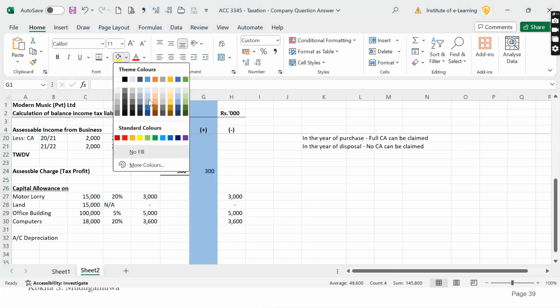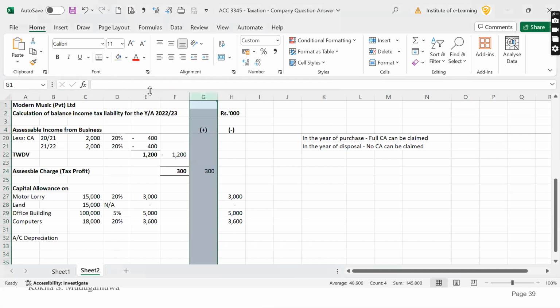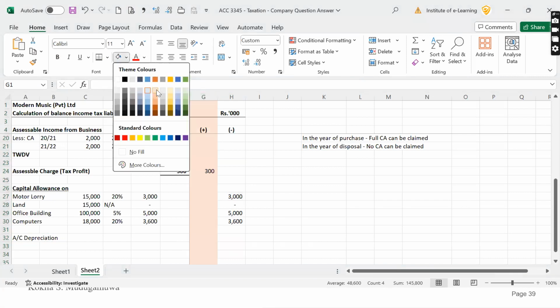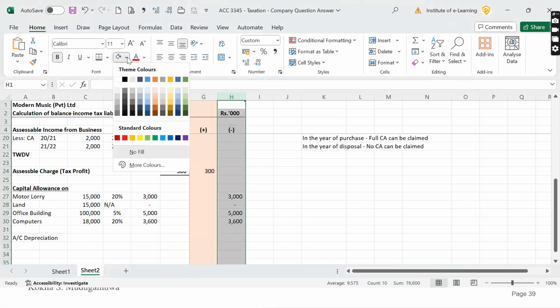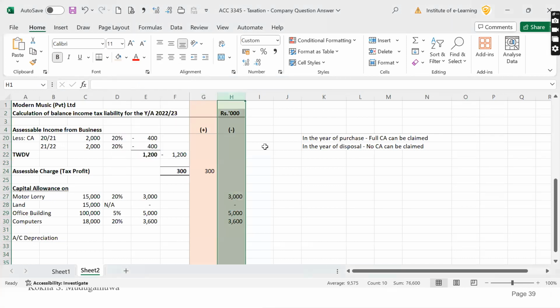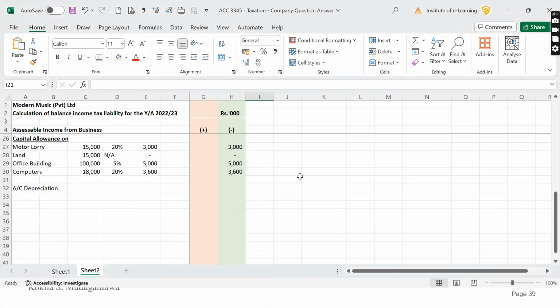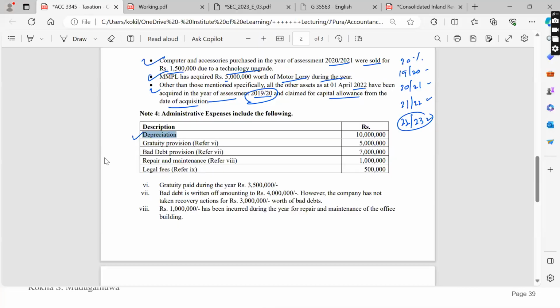In the plus column, I will select the color light blue. The minus column, light red. So green is deduction, you're always happy, right? In the green, then you can easily understand. So accounting depreciation, we have to add back because we are claiming capital allowance. Accounting depreciation, how much? 10,000, right? So this part is done in the depreciation part.